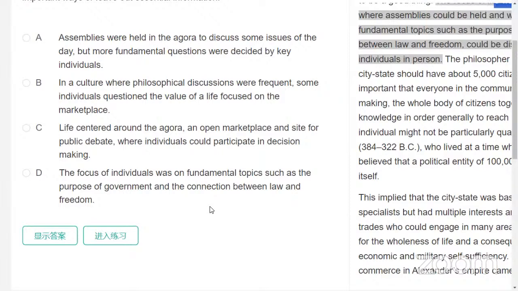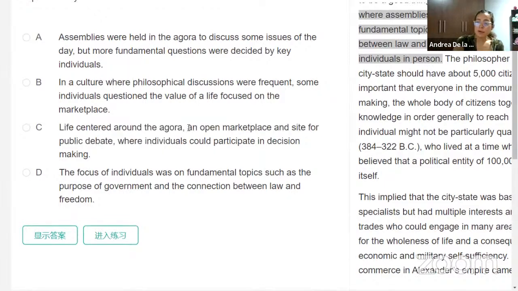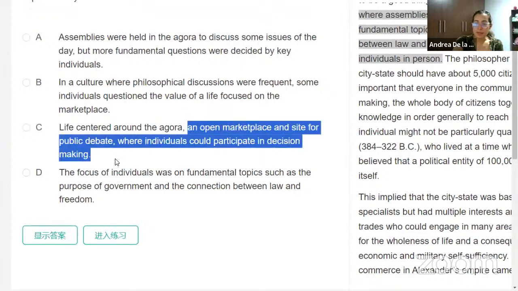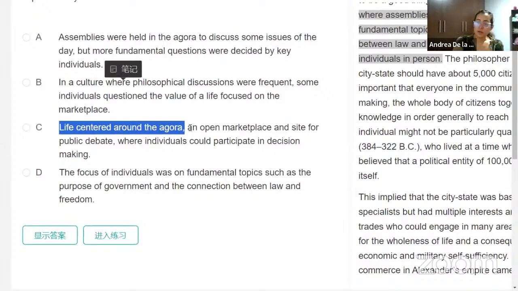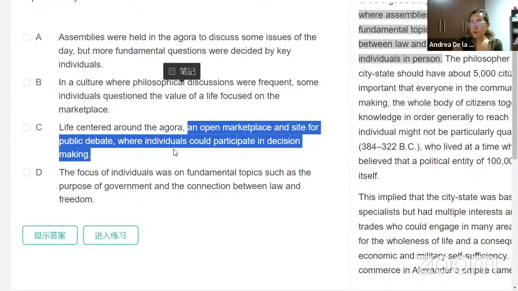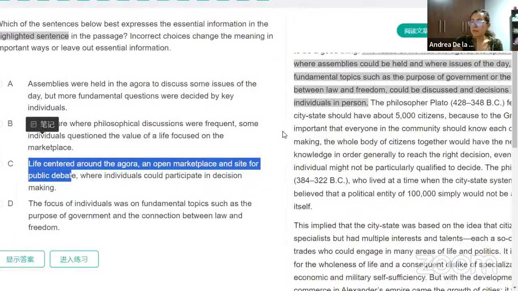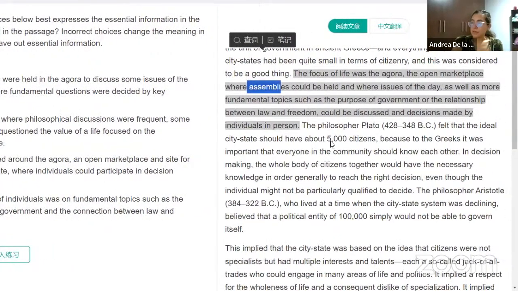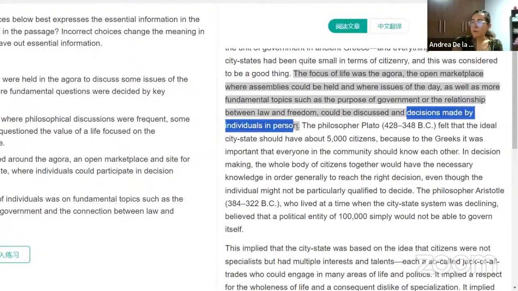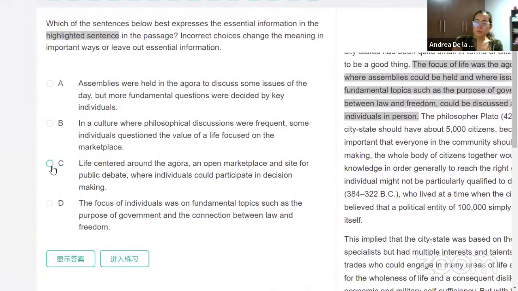Sí, ¿no? Life centered around the agora. Eso es lo principal. Y luego explican qué es el agora, pero incluso si esta opción C no tuviese nada de esto, aún así estaría correcto. Esta es la idea principal. Life centered around the agora. Todo esto es una explicación, pero sí es una explicación correcta, ¿no? Porque dicen que era un open marketplace and it was a site for public debate. Y eso es verdad, porque debatían todas las personas acá, ¿no? Asambleas generales. Y individuals could participate in decision making. Sí, ¿no? Porque dice decisions made by individuals in person, ¿no? Entonces los individuales, las personas decidían. Así que sí, muy bien, opción C.